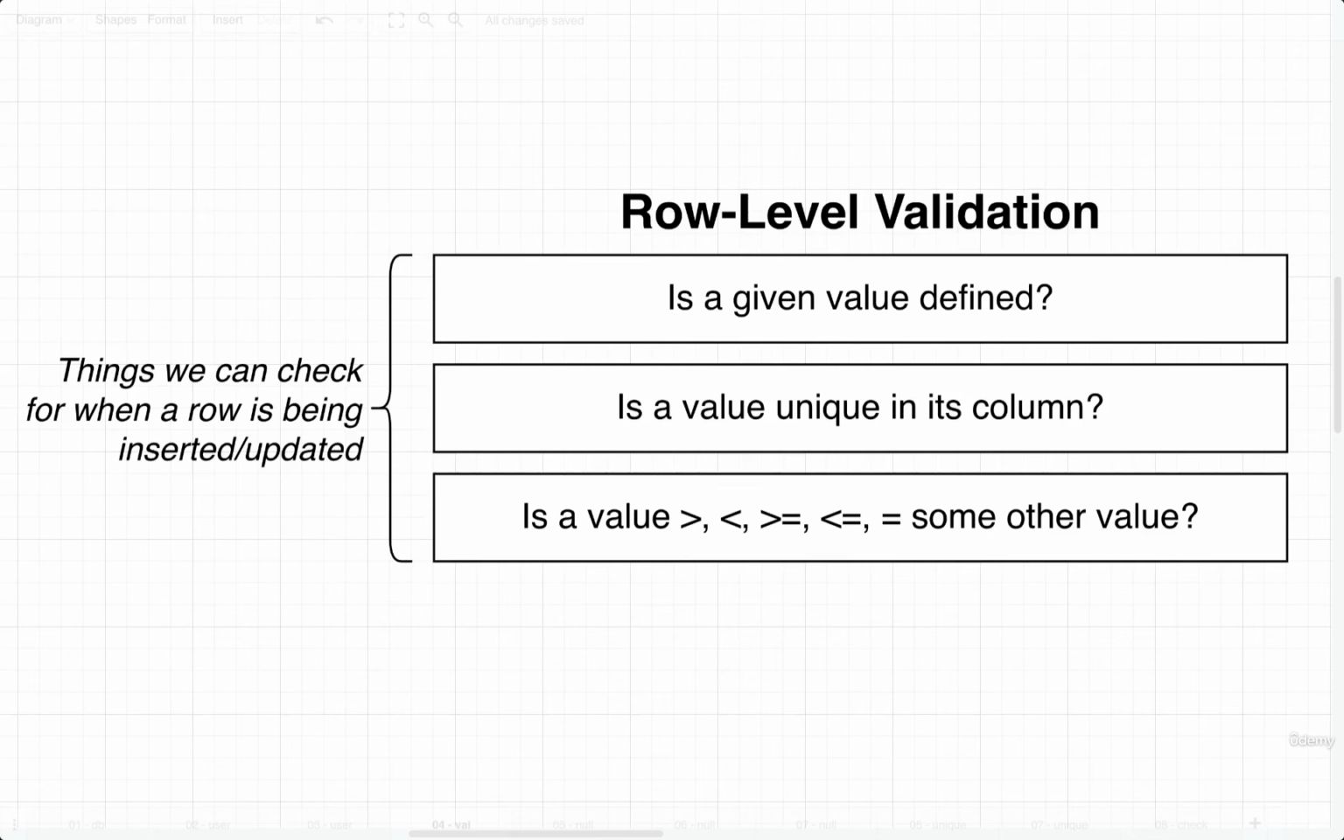All right, one last form of validation we're going to take a look at. Whenever we insert or update a row, we can take a look and see if a value is greater than, less than, equal to, and so on, some other value. So there's a very practical example of this.